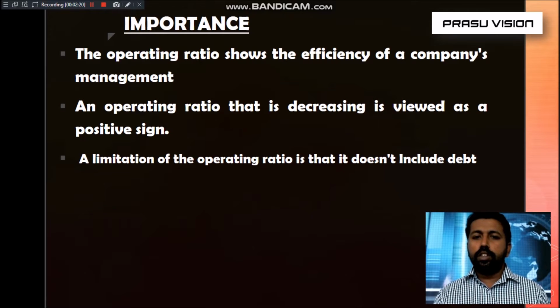Operating ratio does not include the debt, in the sense long-term debt. It is only related to operating expenses. So it is a limitation pointed out by educators: it does not include long-term debt. Long-term debt, you know very well, means the amounts related to debentures, bank loans, etc.